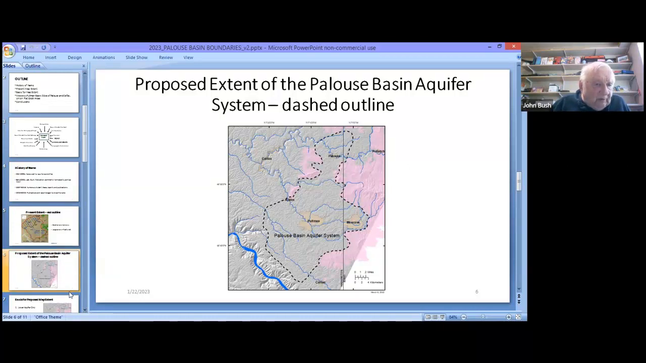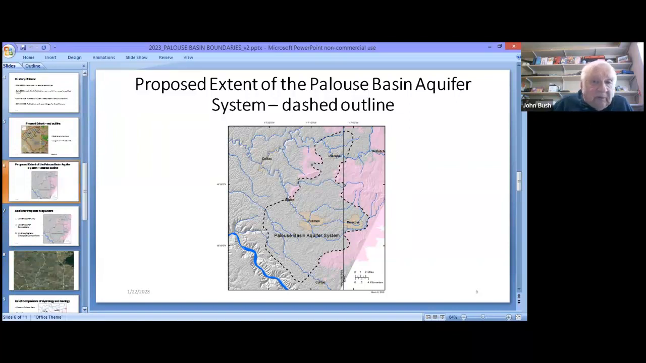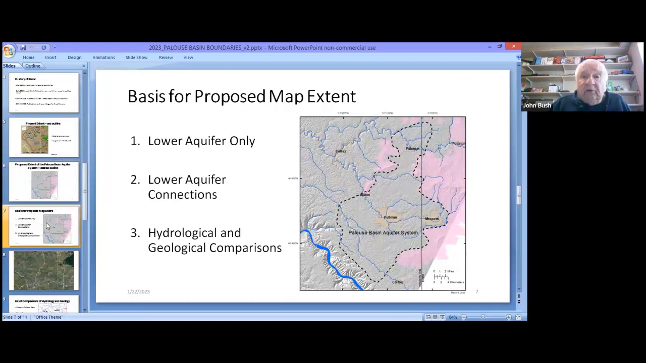You see now, oops, gotta give me a second here. I sometimes get confused on how to jump up the next slide. So the basis for the present map extent is that it's only based on the lower aquifer connections, on the assumption that similar water levels mean the areas are interconnected.